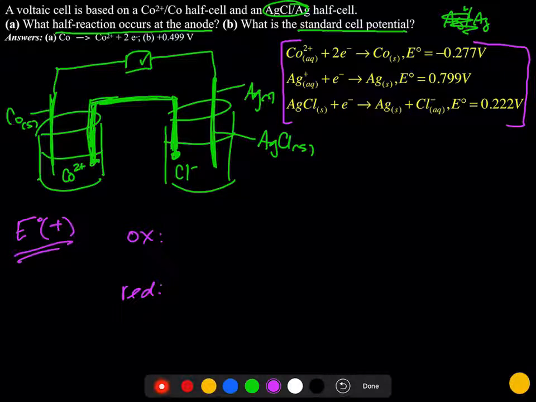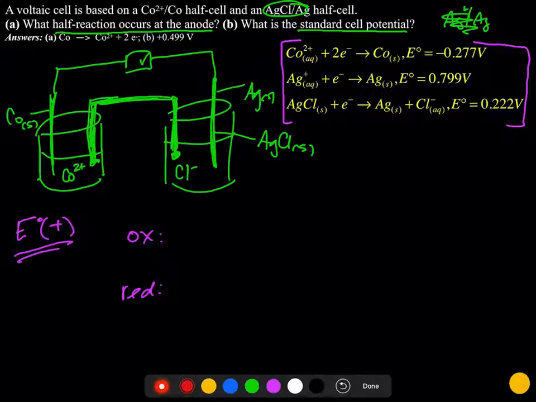Because we're going to use these reactions as written, because if we look here, these are always going to be written as reductions, and these are my E reduction values. We know it's reductions again because electrons are on the reactant side. So, looking at my choices, we can reduce cobalt for a negative 0.277. We can reduce silver ions, or we can reduce silver chloride.